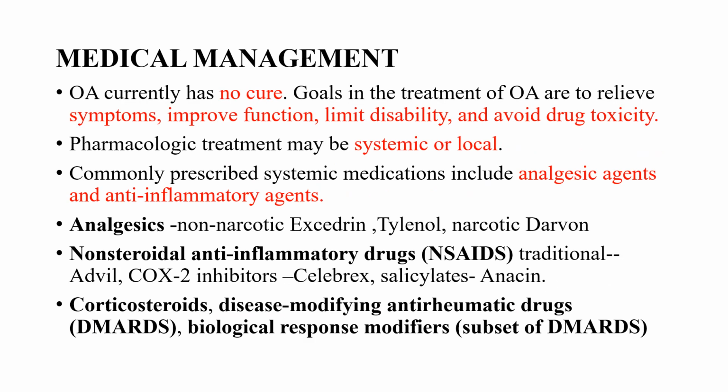Medical management for OA. OA currently has no cure. Goals in the treatment of OA are to relieve symptoms, improve function, limit disability, and avoid drug toxicity. Pharmacological treatment may be systemic or local. Commonly prescribed systemic medications include analgesic agents and anti-inflammatory agents. Here I mentioned some analgesic and non-steroidal anti-inflammatory drugs.